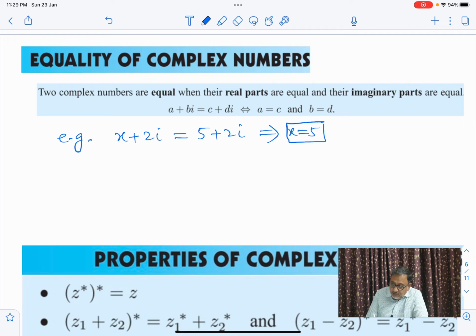Similarly, x plus yi is equal to 3 minus 4i. So this implies real part equal to real part.